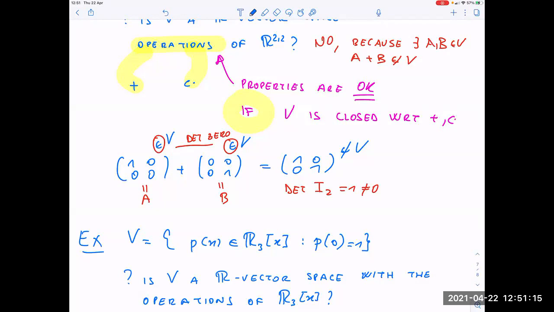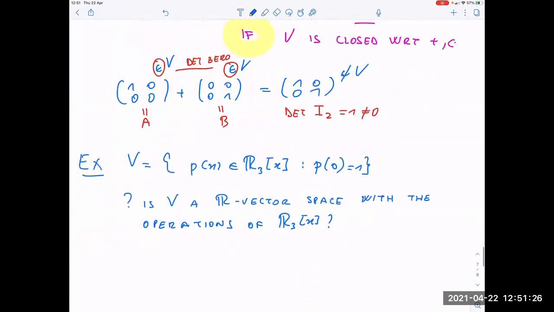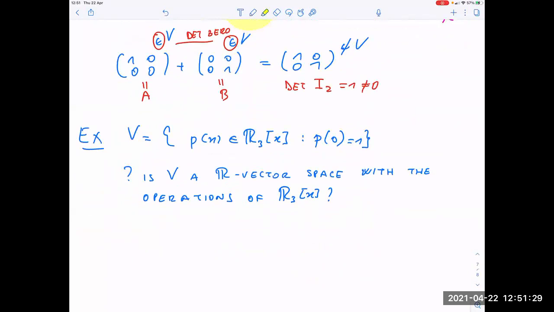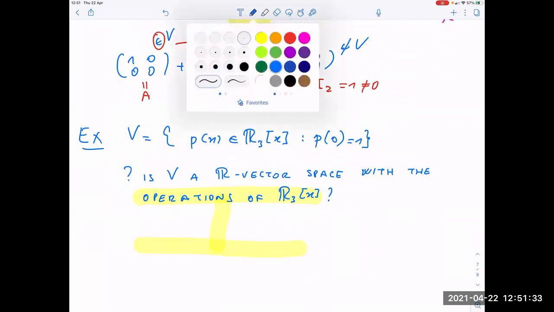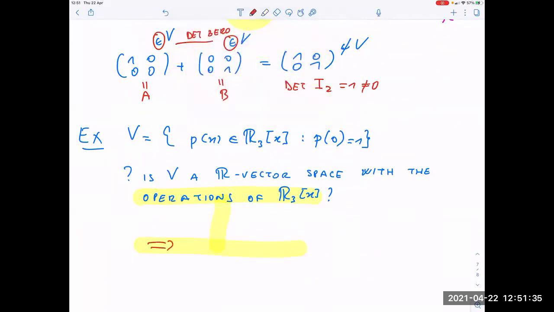So Giuseppe Cerami says it is not. Why is it not? Jean Herrera says no, because the null polynomial is not there. And that's a good point. It is a good point, because if you use the same operation of R3x, this means that the 0 of R3x, which is the 0 polynomial, must be inside V. And here it is not true.